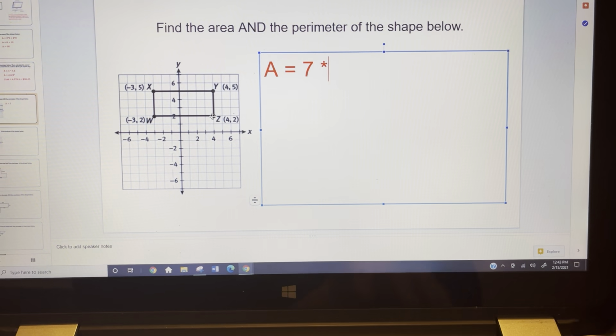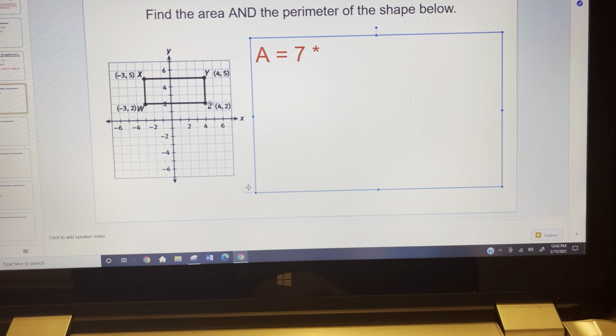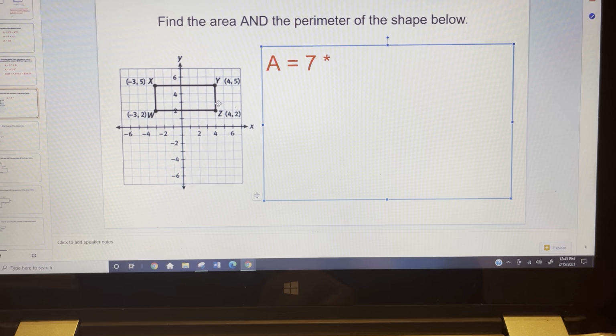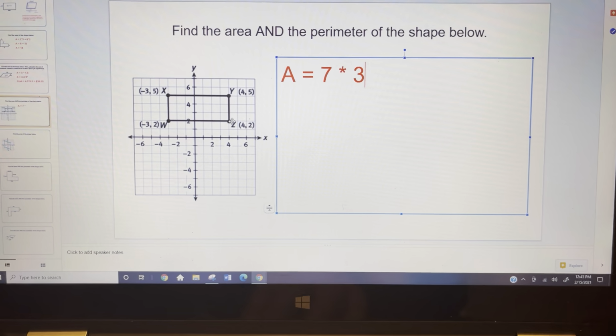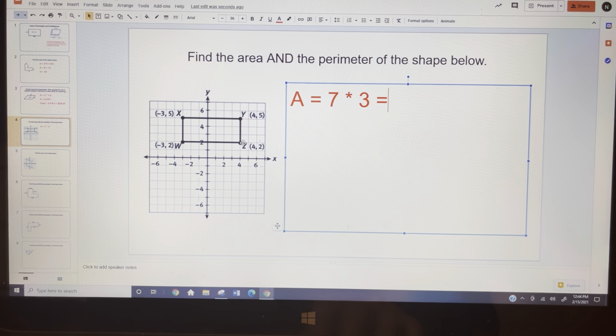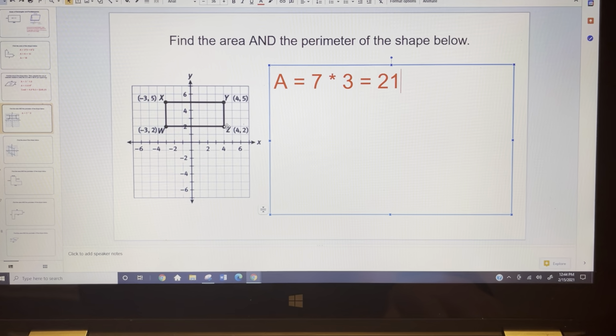Okay, and the height, start at the bottom and count to the top, or vice versa, is 1, 2, 3. Okay, so the area of that, the base times the height, would be 7 times 3, which is 21.